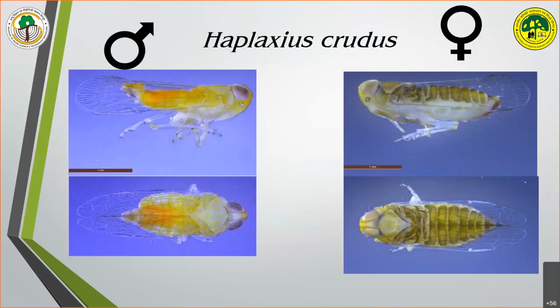So here I wanted to present an image. This is the male on the left of Haplaxius crudus, and on the right you have the female. So there's a noticeable level of sexual dimorphism in this species, and this is generally common in a lot of planthoppers, where the female is generally larger than the males. And in this tribe of insect, the Oecleini, generally you see a darker color in the females relative to the males.